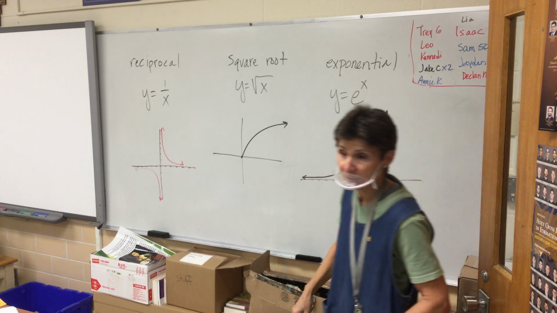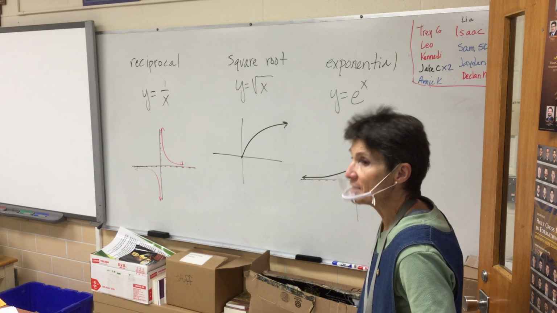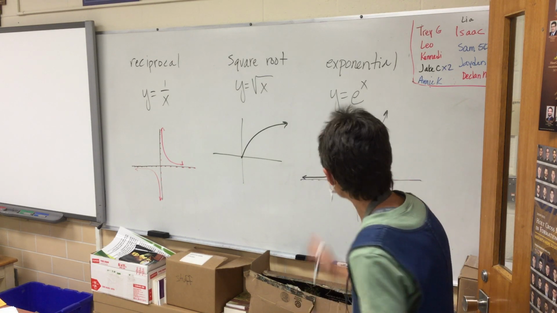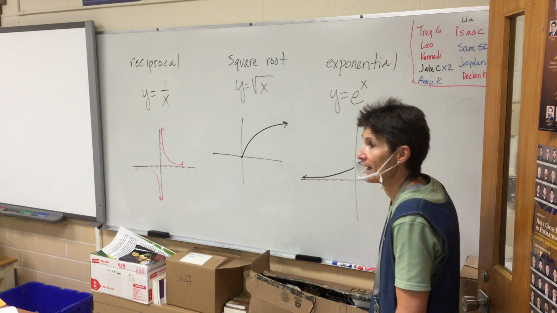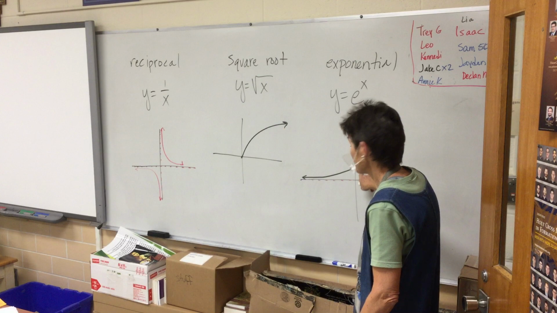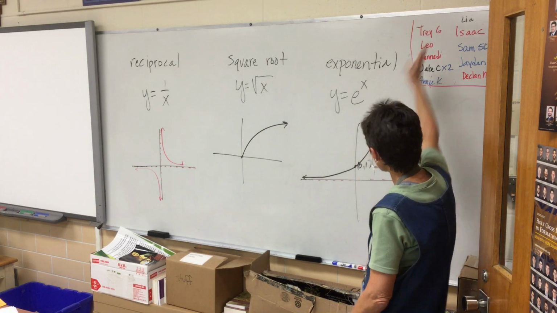You've probably heard people talk about things growing exponentially. When things grow exponentially, they're shooting up into space. They're growing fast. It goes through the point 0, 1. And then it just skyrockets.